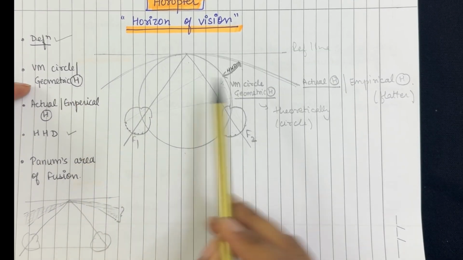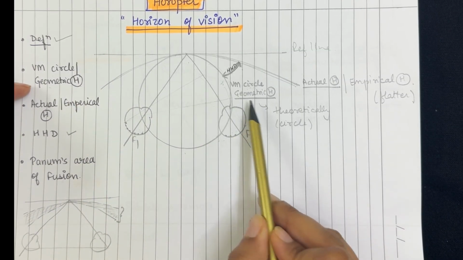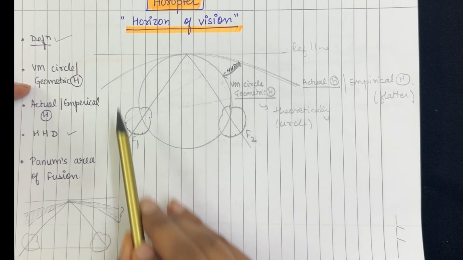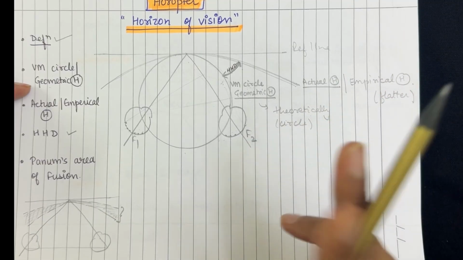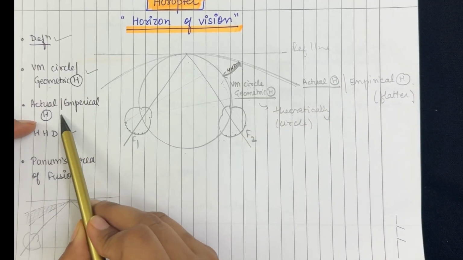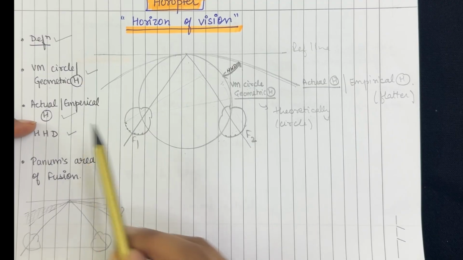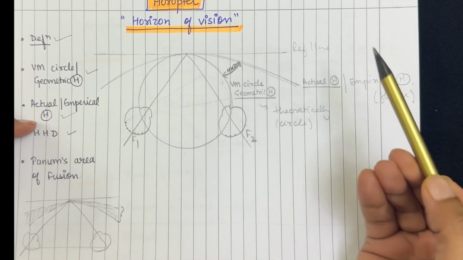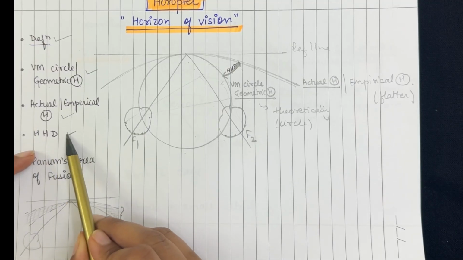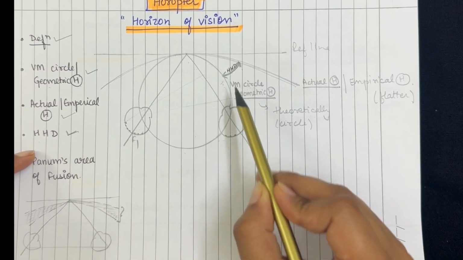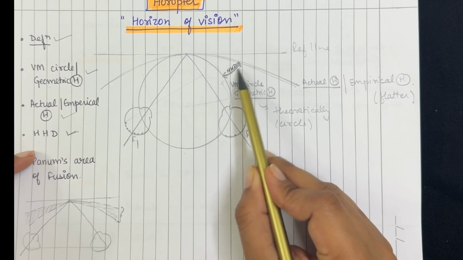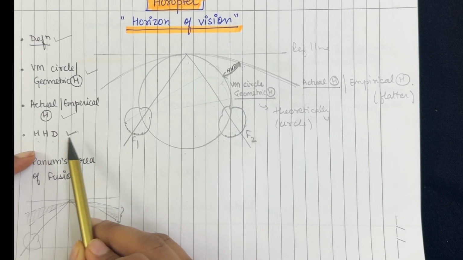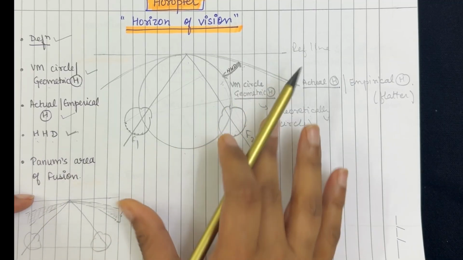So what is Vieth-Muller circle? You remember that it is a geometrical, theoretical Horopter which is constructed by drawing a circle passing through corresponding points of two eyes. What is actual Horopter? Actual Horopter is flatter than theoretical Horopter and the shape varies from person to person. What is Hering-Hillebrand deviation? The difference between actual and geometric Horopter is called Hering-Hillebrand deviation, right? So this is clear.